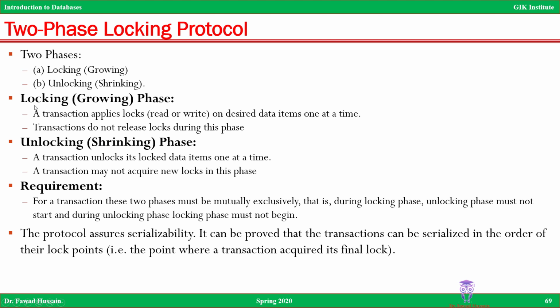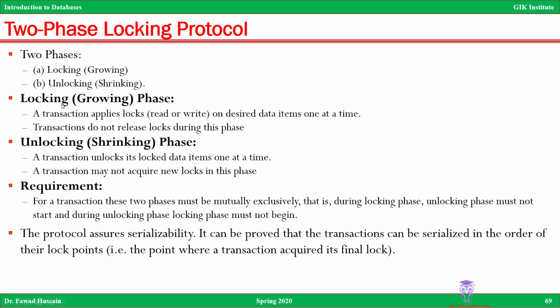So at the time the transaction is in the growing or locking phase, you successively acquire new locks on whatever data you are trying to modify or read. If you are reading, you acquire a read lock. If you are trying to modify something, you acquire a write lock. However, once you have read the data, you don't unlock it. You keep the lock for yourself, and only when you are done with all the modification do you move on to the second phase. That's why it's called two-phase.